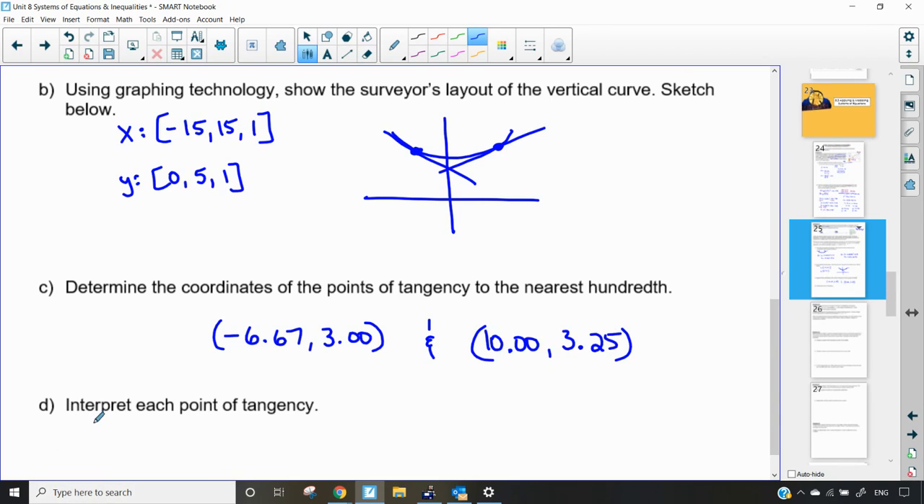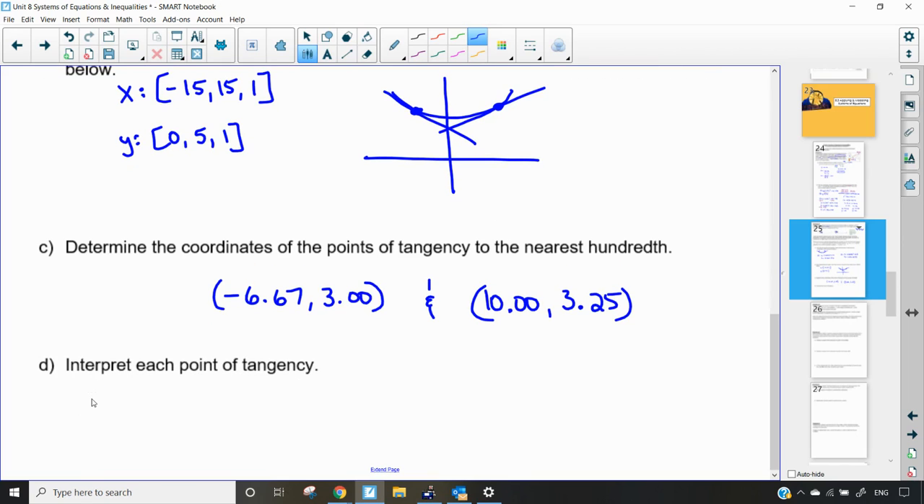Moving on, our next question asks us to interpret each point of tangency. Well, what's happening is we have our curve starting at -6.67, 3, and then our curve is ending at 10.00 and 3.25. So again, we're picturing these sections of a hill, maybe in the mountains, and they're going like this, and we want to determine where that curve's going to start. So the curve's going to start here at -6.67, 3, and it's going to move in that parabolic shape, and it's going to end at 10, 3.25, so that we have a nice smooth transition as we're driving along the highway.